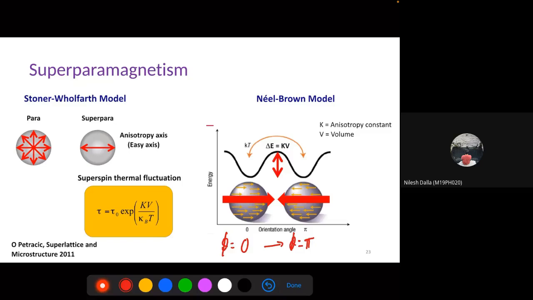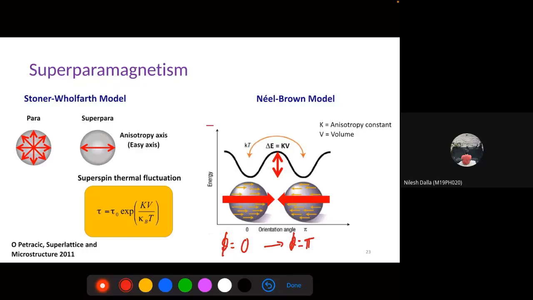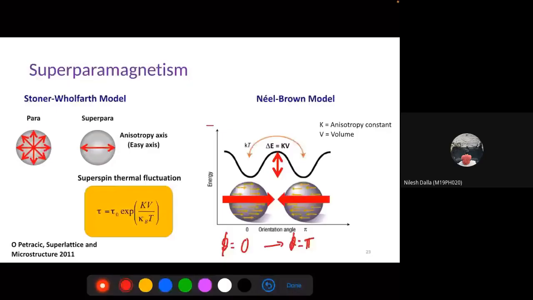It is very similar to Brownian motion, you can say, although Brownian motion is completely random, whereas here the rotation is such that the magnetization is either along 0 or making an angle pi with respect to the initial orientation.